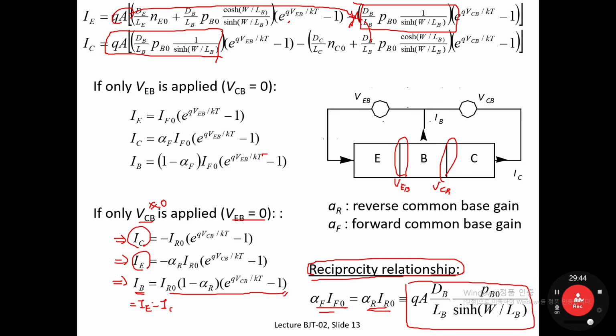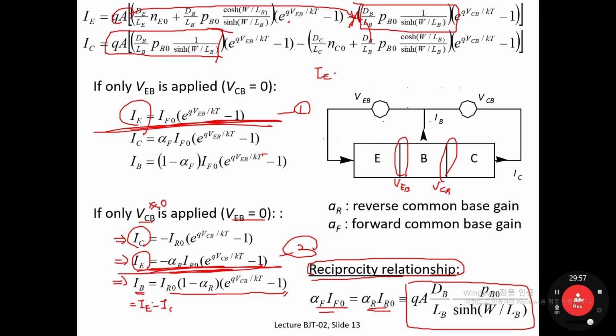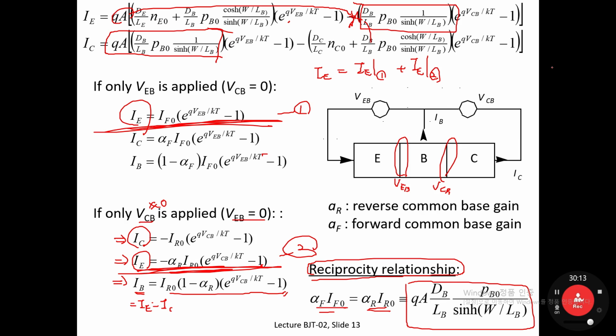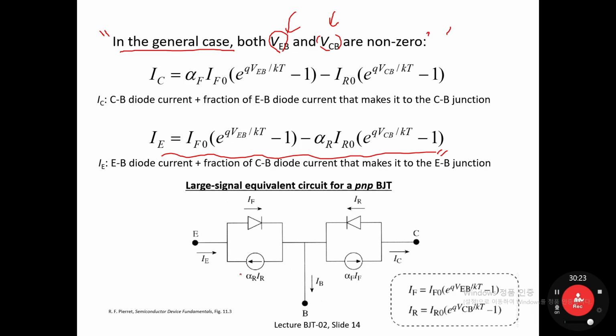Therefore, when we write down the equation for the emitter current, this term number 1 and that term IE number 2, IE should be the IE from number 1 plus the IE from number 2. Simply sum them up, and you get this equation. Take a look at it again: IF naught times the exponential term, minus alpha R IR naught times the exponential term.